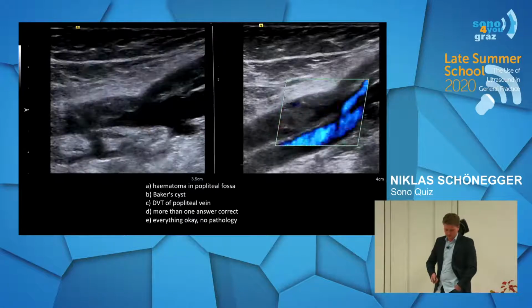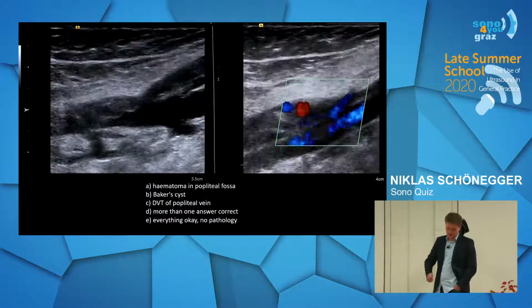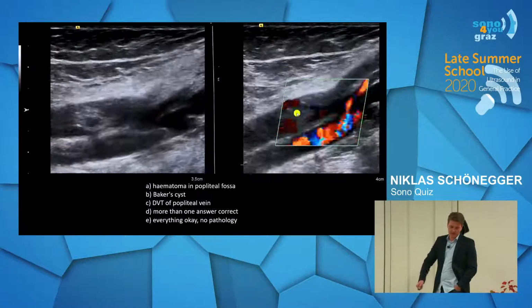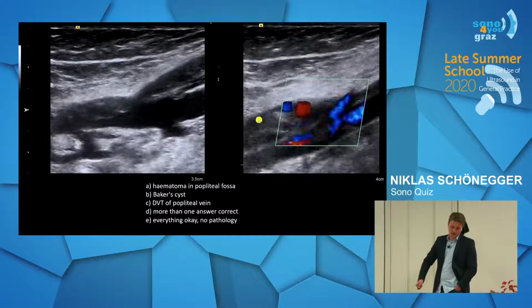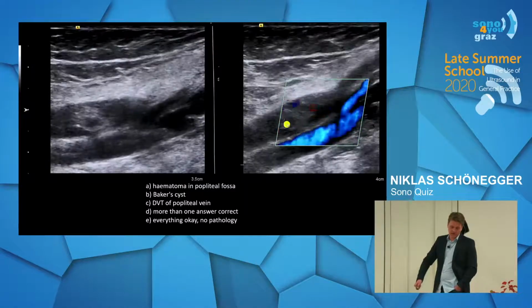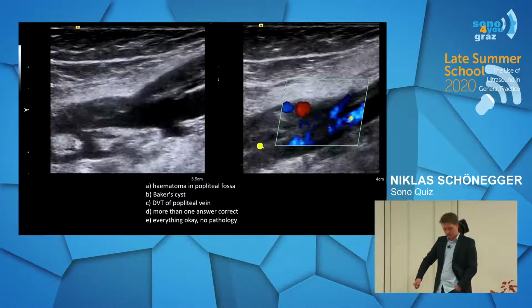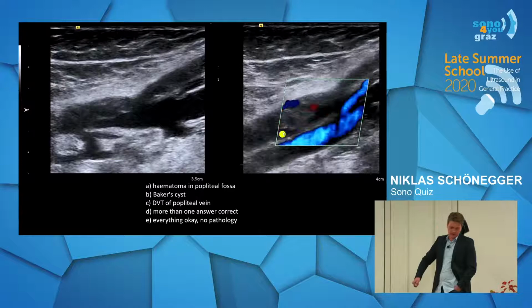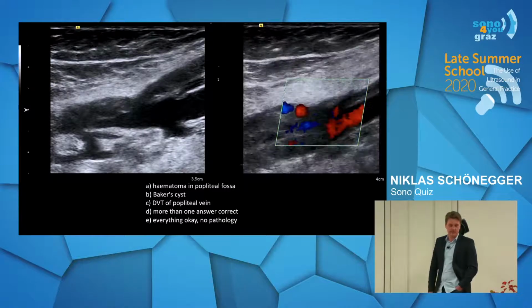So you see down here the popliteal artery and here the popliteal vein. And the vein has a larger diameter than the artery, and also there's no flow, and this more hypoechogenic material inside the vein. This is classical for a thrombosis.